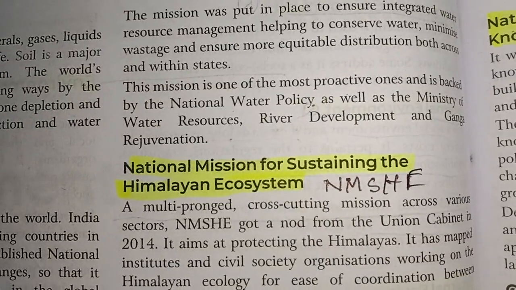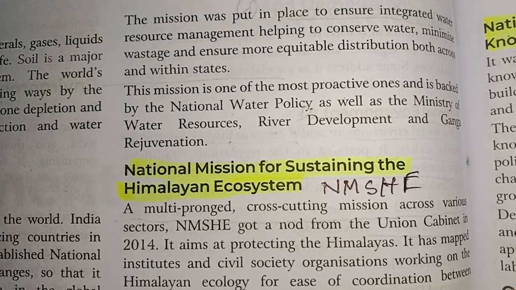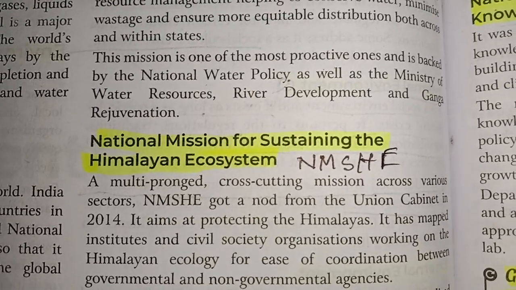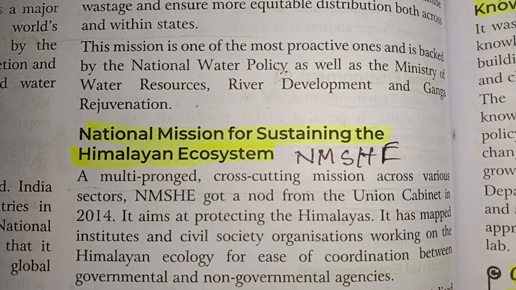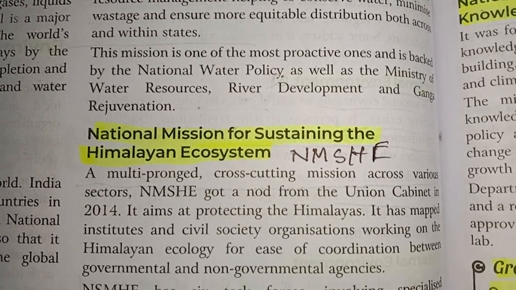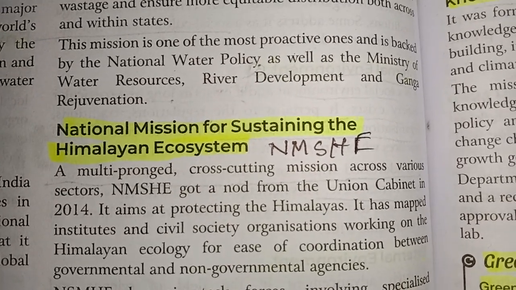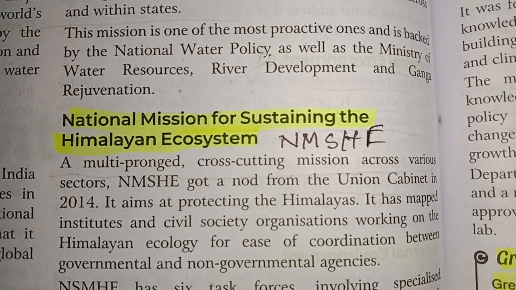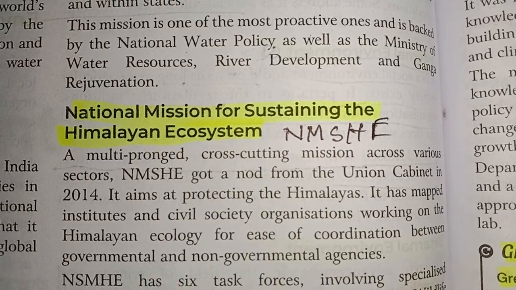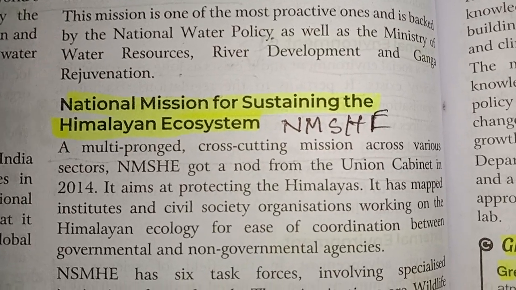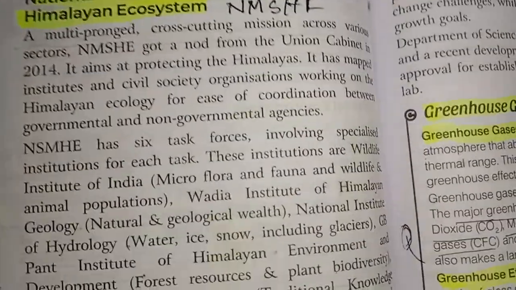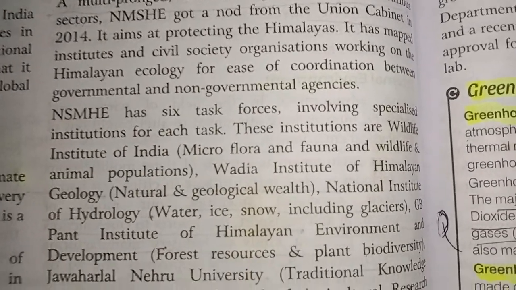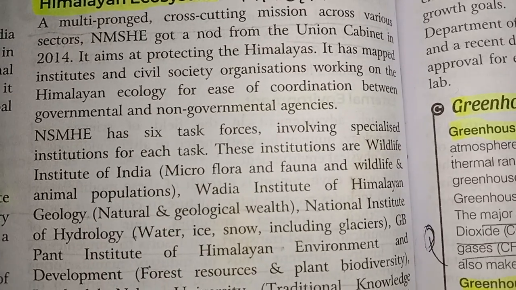National Mission for Sustaining the Himalayan Ecosystem, NMSHE. A multi-pronged cross-cutting mission across various sectors, NMSHE got a nod from the Union Cabinet in 2014. It aims at protecting the Himalayas. It has mapped institutes and civil society organizations working on the Himalayan ecology for ease of coordination between governmental and non-governmental agencies. NMSHE has six task forces involving specialized institutions for each task.